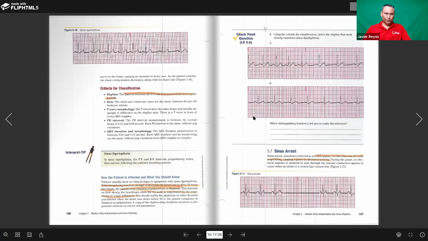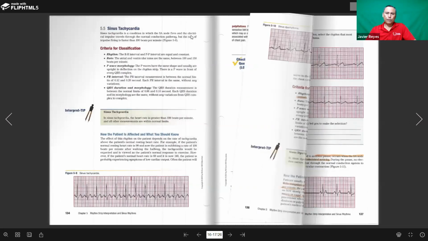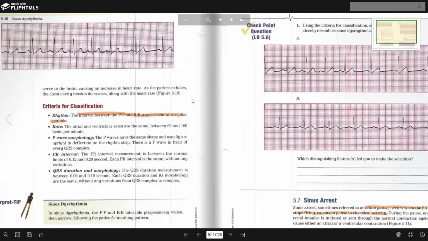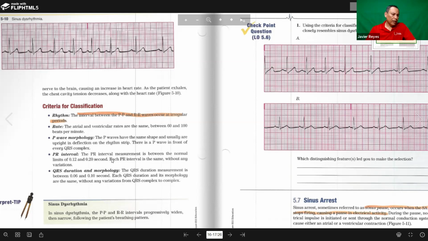Now, this next one is pretty much the same, okay? It's called the sinus dysrhythmia. Here is the criteria for classification. Why does sinus dysrhythmia occur? The sinus dysrhythmia is going to stay within the normal limits, but it is affected by vagal tone.